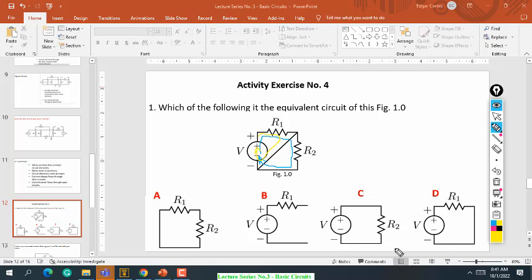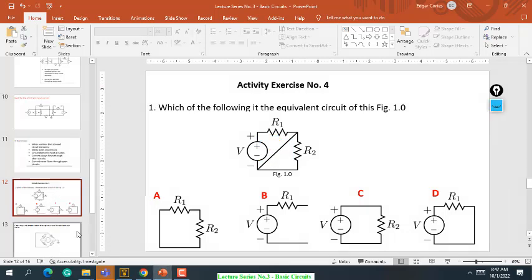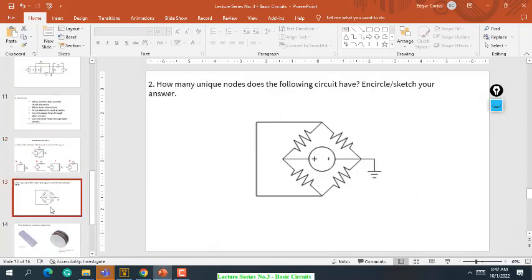Okay? So naa na siguro mo'y idea, no? What would be the answer? On that concept, okay? So we'll proceed to your second activity. Kaning second activity, medyo alegre ni gamay, no? So, how many unique nodes does the following circuit have? Encircle or sketch your answer. Okay, so encircle ninyo, himuon ninyo na encircle.